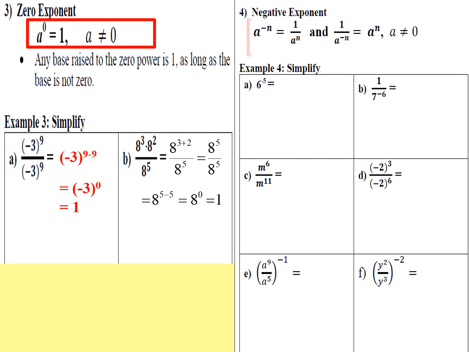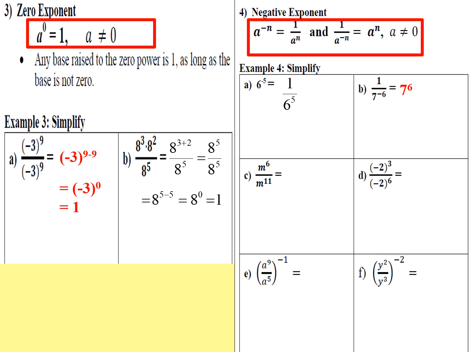Negative exponent. A to the negative n equals 1 over a to the n, and 1 over a to the negative n equals a to the n, where a is not 0. Example number 4. Simplify. Letter A, 6 to the minus 5. This can also be written as 1 over 6 to the 5. Letter B, 1 over 7 to the minus 6 can also be written as 7 to the 6.